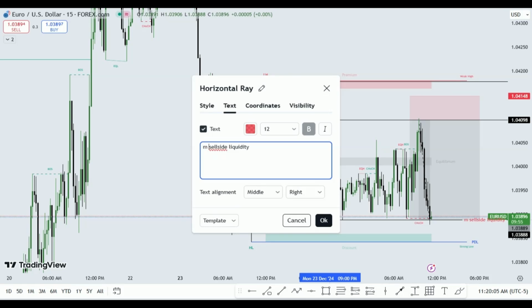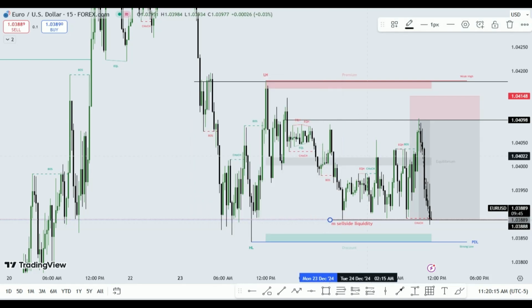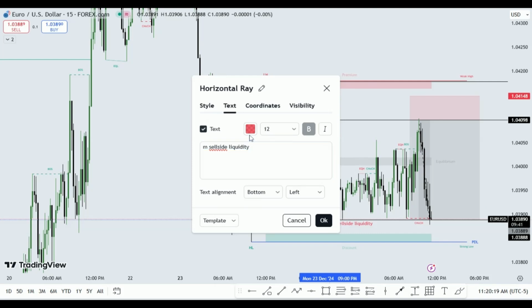You can put M just like that, minor sell side liquidity, and then down button, and then to the left like this, so you can easily see it here. Increase the color.